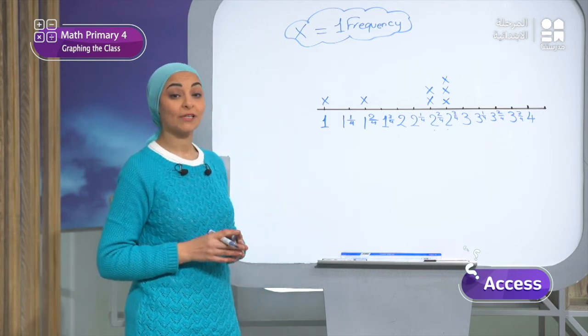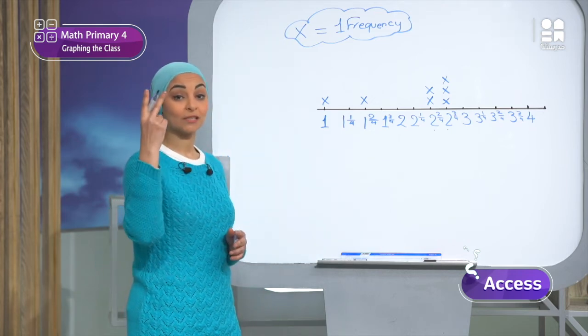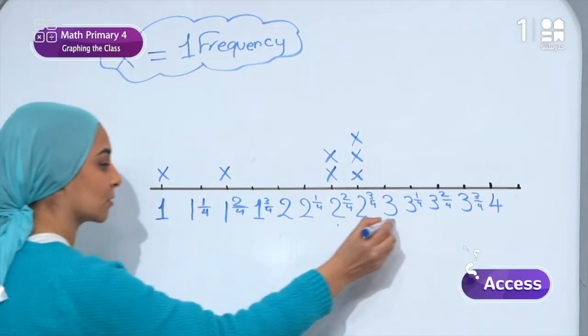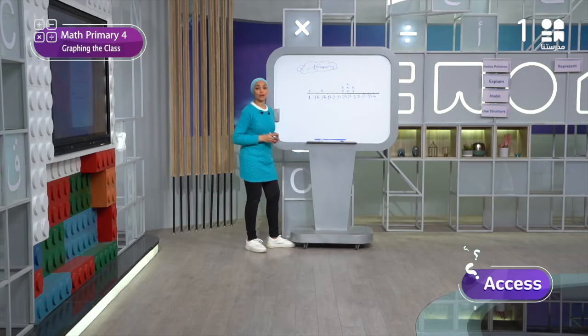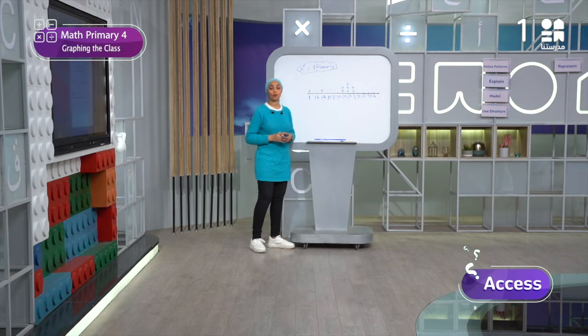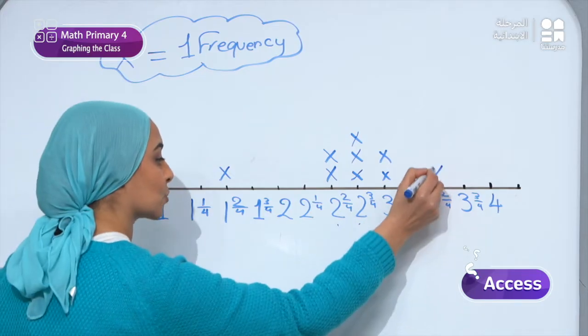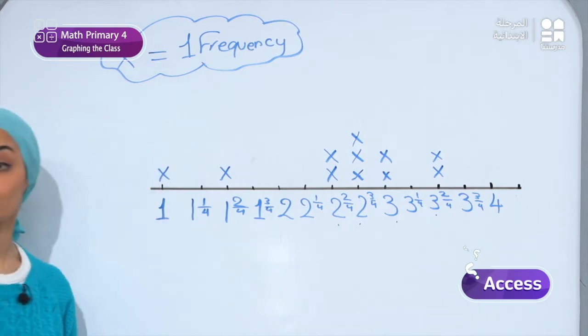Here, 3 is repeated how many times? Look, it is repeated twice. So 3 repeated twice. I'll put x and another x. And then 3 and 2/4 repeated twice. So I'll put x and another x.